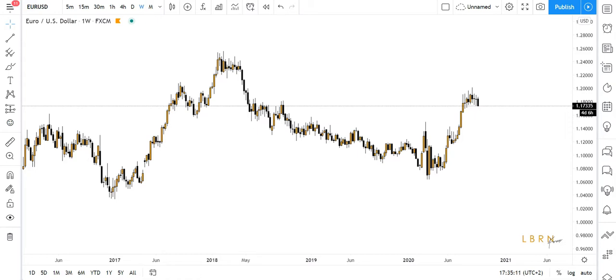We're going to be doing Euro USD today, the currency pair that's the most traded within the Forex market. So, firstly, fundamental picture, guys. Remember, at LBRN, we trade the bigger picture. So, always before my videos, I will give you a fundamental breakdown of what's happening with the two currencies at the present that we're analyzing.